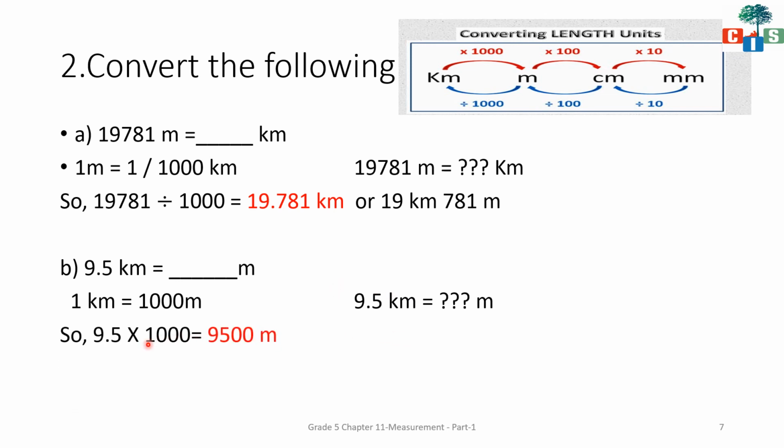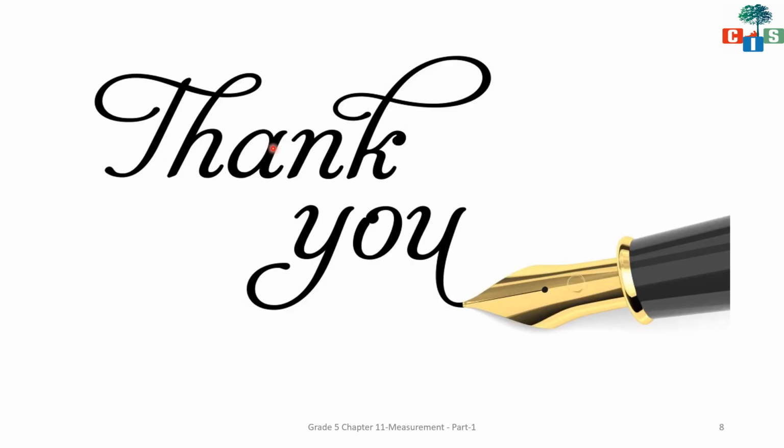Now again here, multiplication by 1000. We'll count the number of zeros. How many zeros do we have? We have 3 zeros. So we'll shift this decimal point to its right by 3 digits. Here we have only one digit after the decimal point, so we will put two zeros. So our answer will be 9500 meter. So 9.5 kilometer equal to 9500 meters. So scholars, here we have completed question number 1 and question number 2 of exercise 11.2.